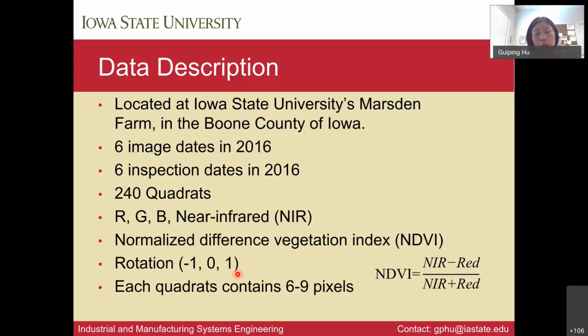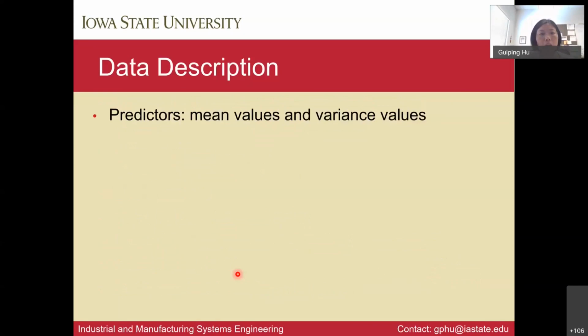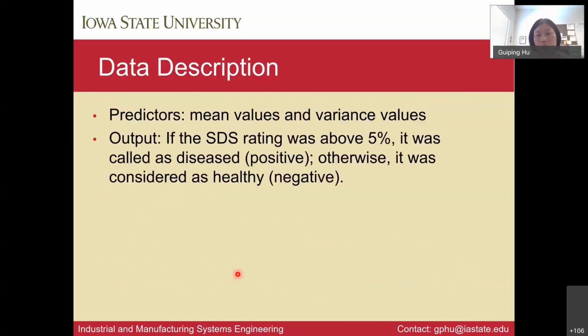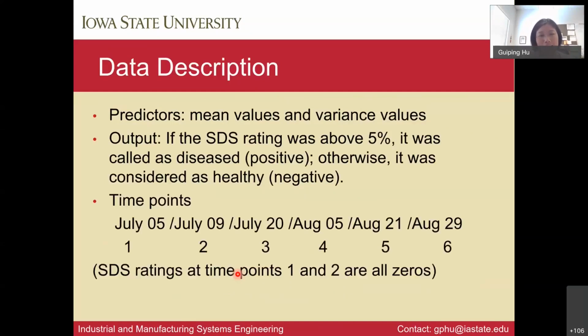In some follow-up work, we are trying to incorporate some additional information, some management information, because that can help us understand the disease. Predictor as well as output, this is a classification problem. So when the SDS rating is about 5%, we'll classify as 1, which means it's diseased, otherwise it is not diseased. And these are the dates that we were looking into.